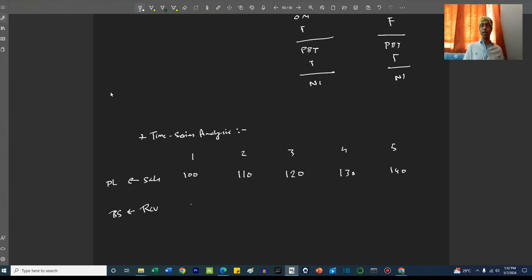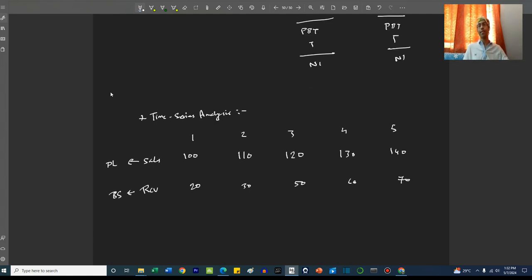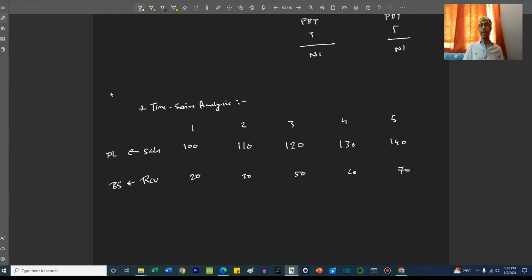In year 1, the receivables was 20. Year 2, it was 30. Then 40, 50, 60, 70. Now the trend analysis, what we can observe here is, initially the sales to receivables ratio was 20%.